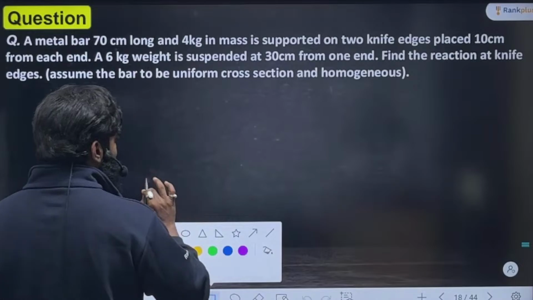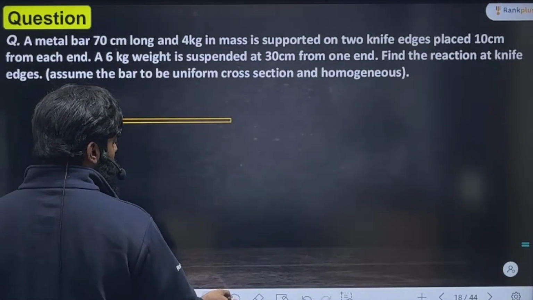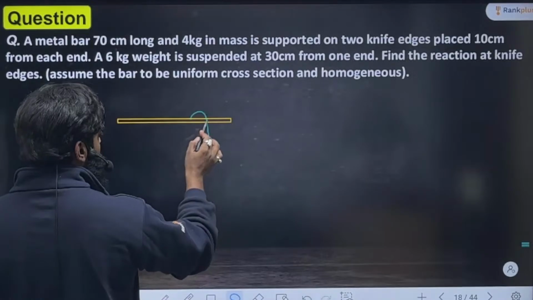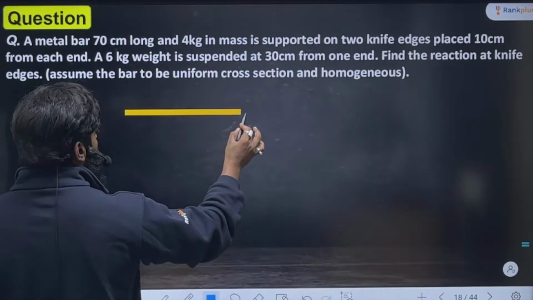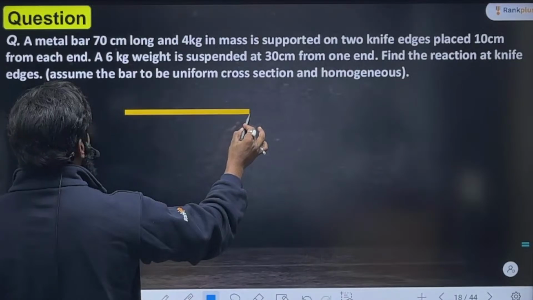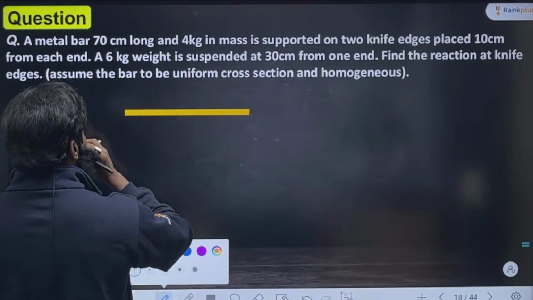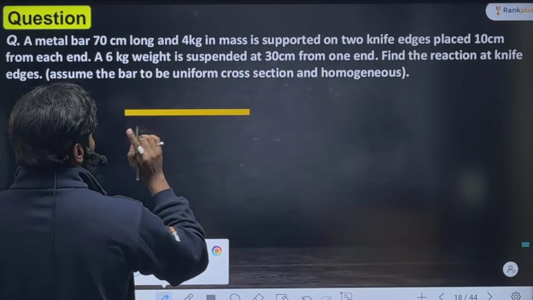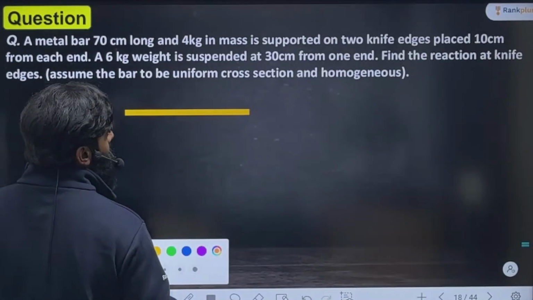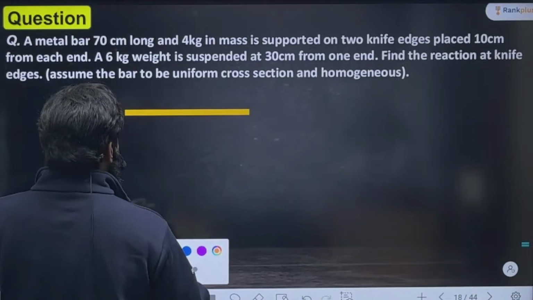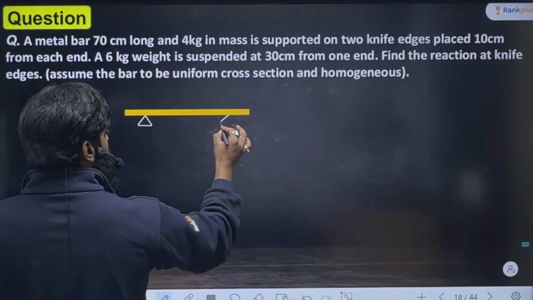There is a very simple method which I'll be teaching you, basically how to approach this numerical. Let's draw one rod. The distance is 70 centimeter. The mass is 4 kg. They are supported by two knife edges placed 10 centimeter from each end. 10 and 10.